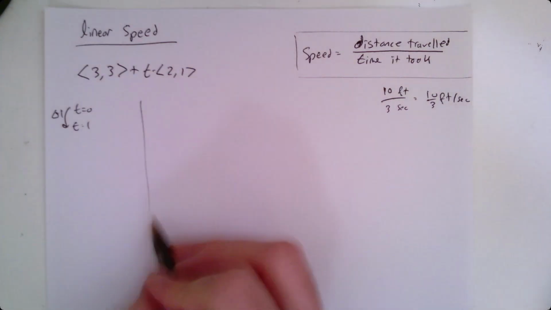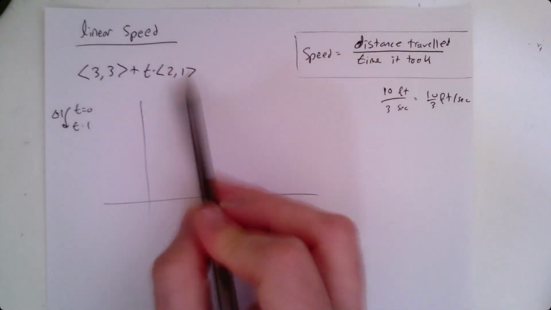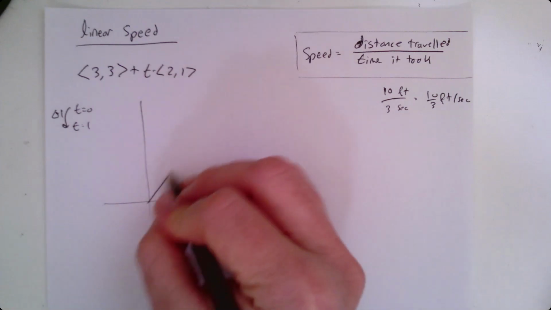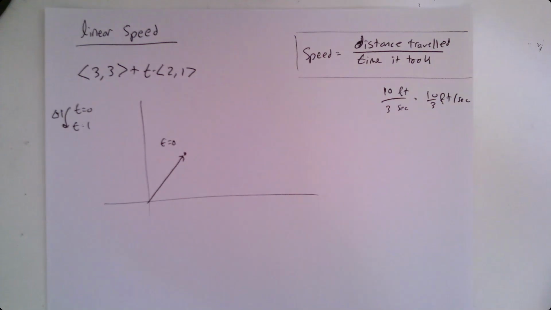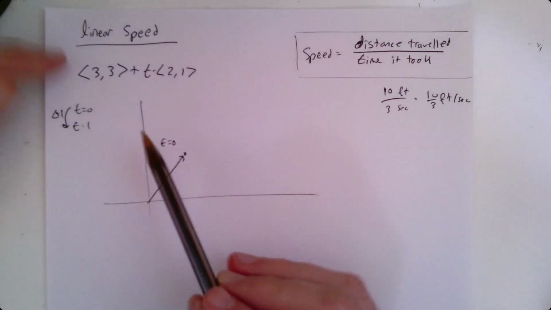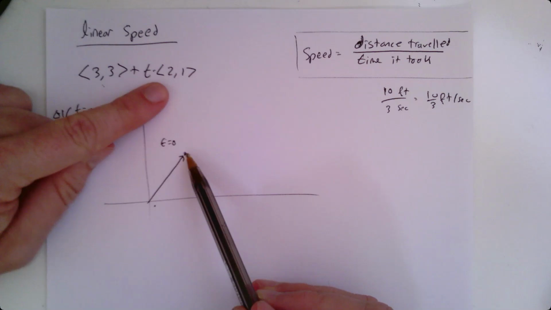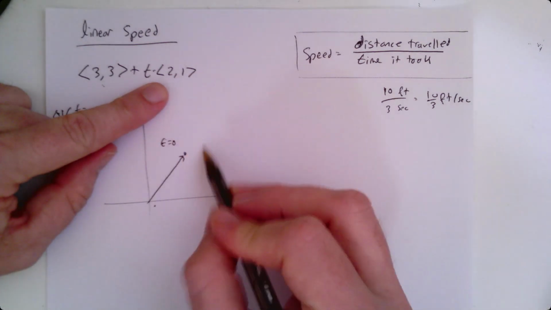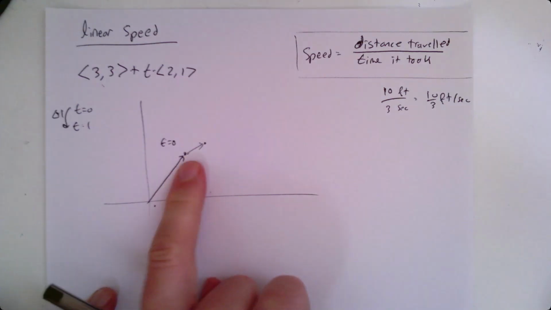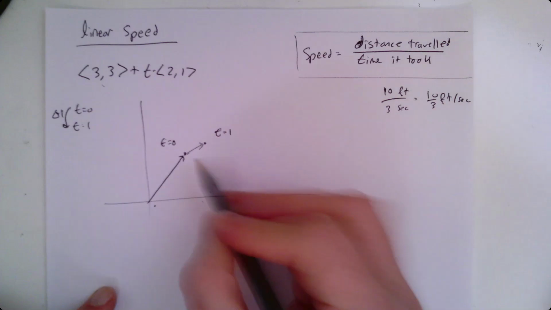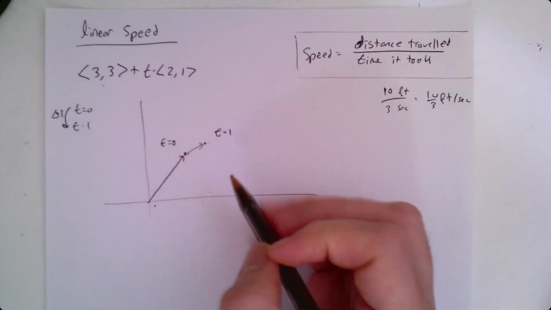Okay, where am I going to be? At time 0, if I plug in 0 here, that scales this entire vector to length 0. So my actual location is just right here at 3, 3. So there I am at time 0. At time 1, I'm adding the 3, 3 vector plus the 2, 1 vector. So that means I'll go over 2 and up 1, and I've added that vector. So if I'm here at time 0, and I'm here at time 1, you could calculate the distance formula between these two points.